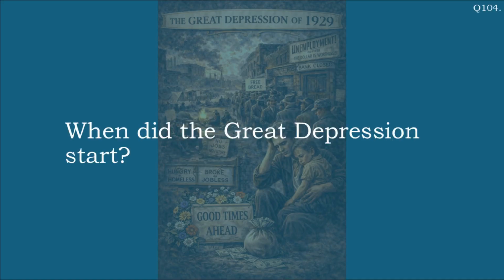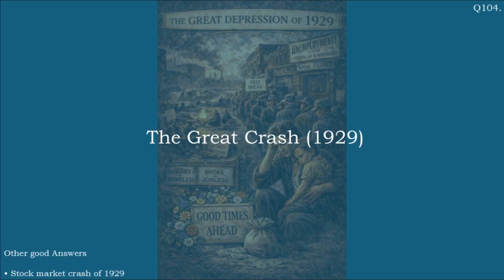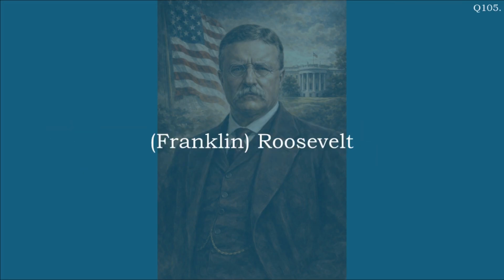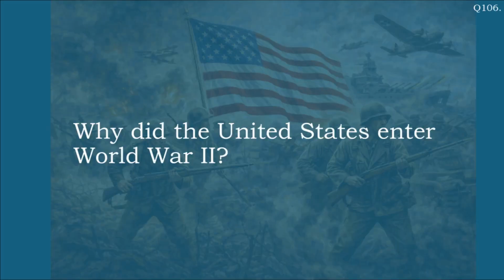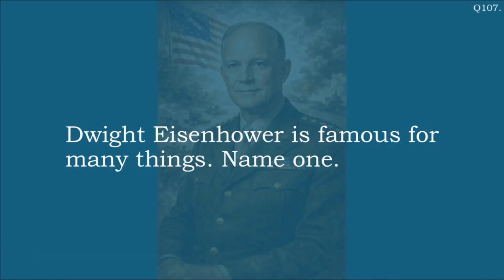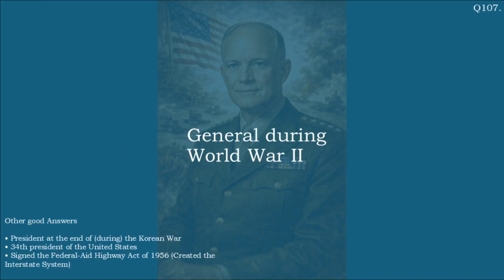When did the Great Depression start? The Great Crash, 1929. Who was president during the Great Depression and World War II? Franklin Roosevelt. Why did the United States enter World War II? To support the Allied powers. Dwight Eisenhower is famous for many things. Name one. General during World War II.